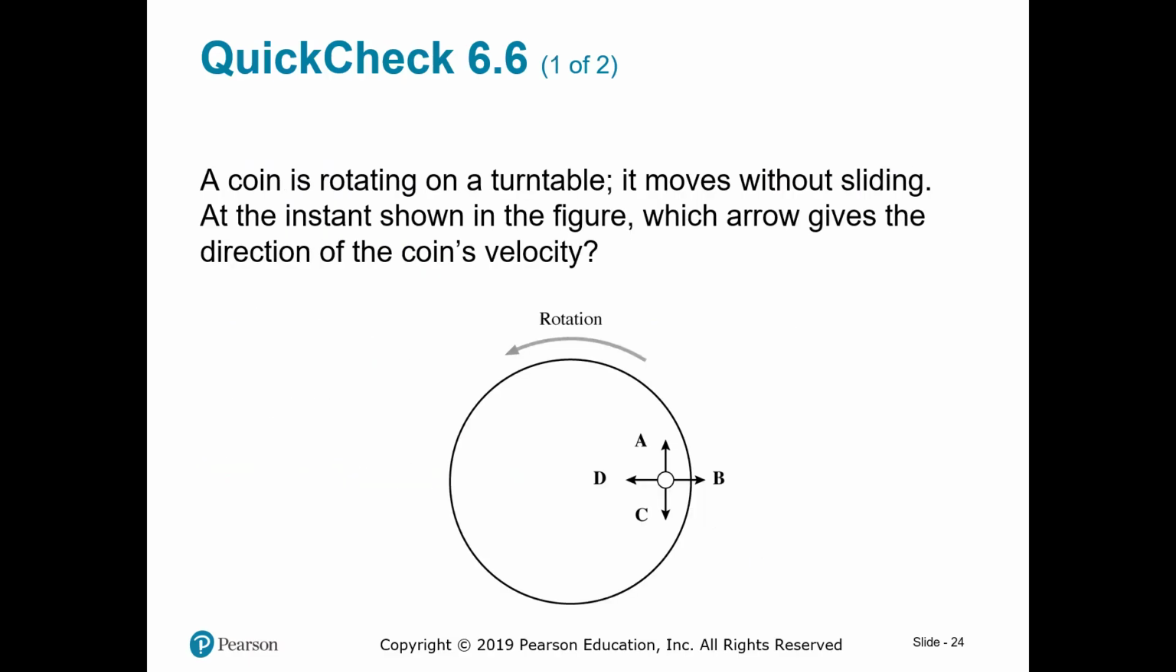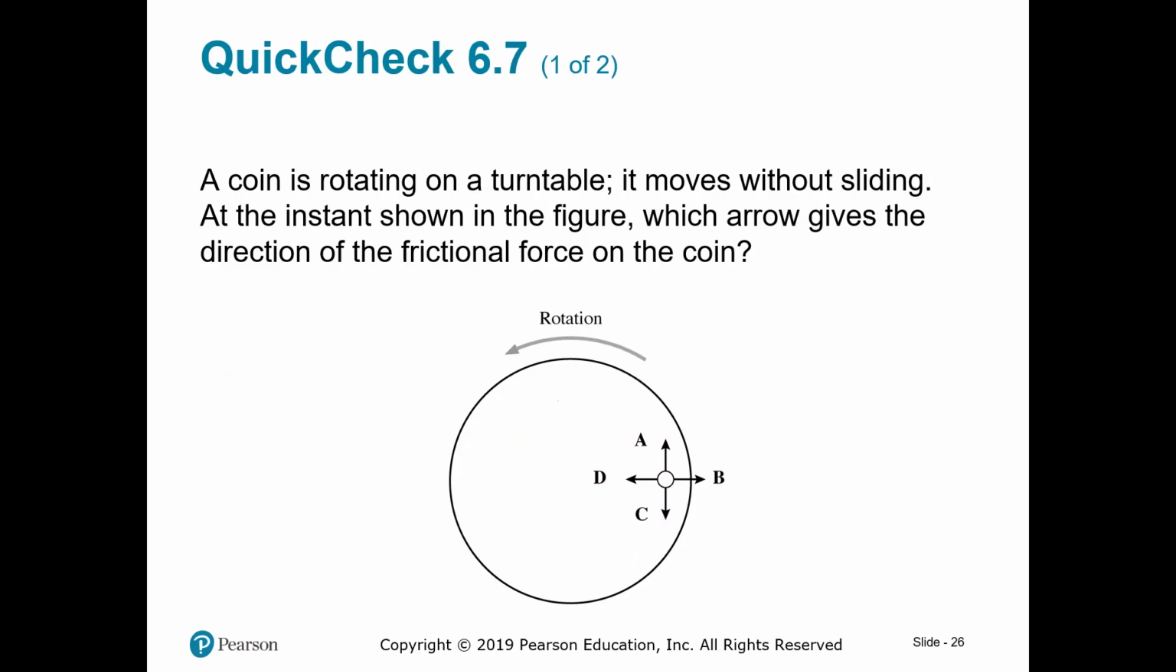Now, the coin is rotating on a turntable. So it moves without sliding at an instant shown in the figure, which arrow gives the direction of the coin's velocity? So the coin is rotating without sliding, right? So that means the coin has a circular motion along this circumference, right? So then what is the direction of the velocity at this point? Direction of the velocity for circular motion or any motion is also what? The tangent of the line, right? So the tangent of this circle at this point is this, right? So the answer is A.